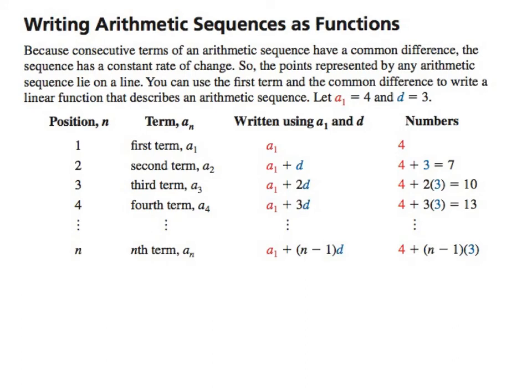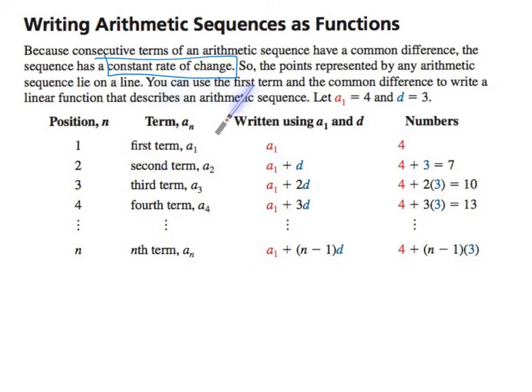All right, now this is where it gets a little confusing. We're going to now write arithmetic sequences as functions. Because consecutive terms of an arithmetic sequence have a common difference, the sequence has a constant rate of change. Whoop, whoop. Make sure we note that. Constant rate of change. The reason it's a constant rate of change is because it makes a line. So the points represented by any arithmetic sequence lie on a line.